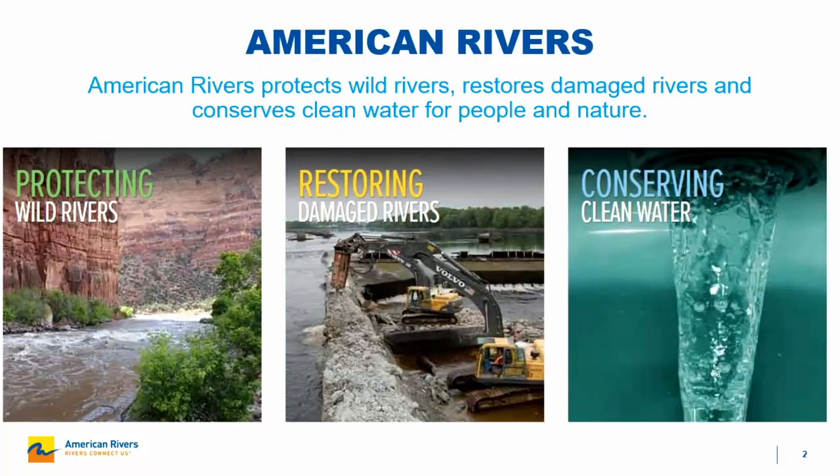So, if you're not familiar with American Rivers, we're a national conservation organization that works to protect wild rivers, restore damaged rivers, and conserve clean water for people and nature. We have staff across the country, but as a national organization, we're actually fairly small. We only have like 85 to 90 staff total. We do a lot of federal policy work and national leadership within the river conservation community, and then our staff throughout the country work either on on-the-ground projects or on state level or regional initiatives to try and build more capacity for protection and restoration of rivers.